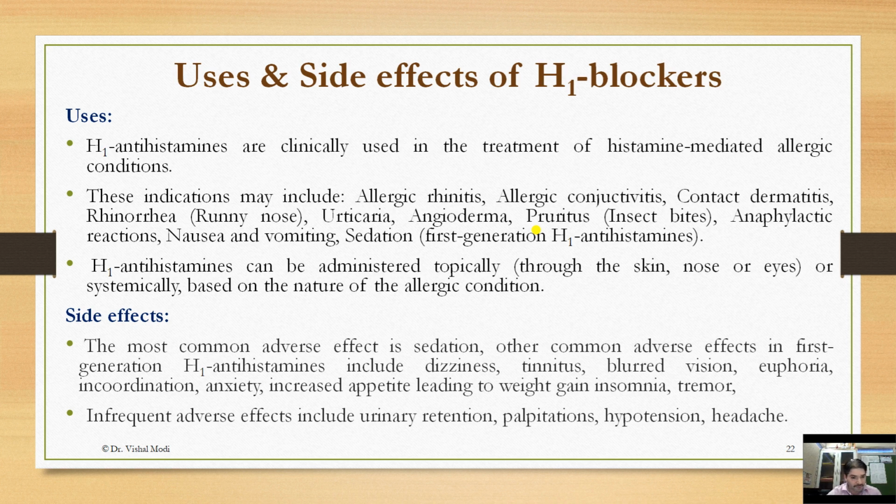H1 antihistamines can be administered topically through the skin, nose, or eye, or systemically, based on the nature of the allergic condition. Side effects: the most common adverse effect is sedation. Other common adverse effects of first generation H1 antihistamines include dizziness, tinnitus, blurred vision, euphoria, incoordination, anxiety, increased appetite leading to weight gain, insomnia, and tremor. Infrequent adverse effects include urinary retention, palpitation, hypotension, and headaches.